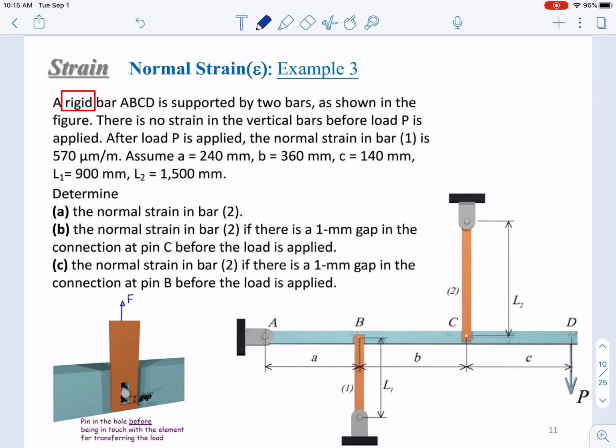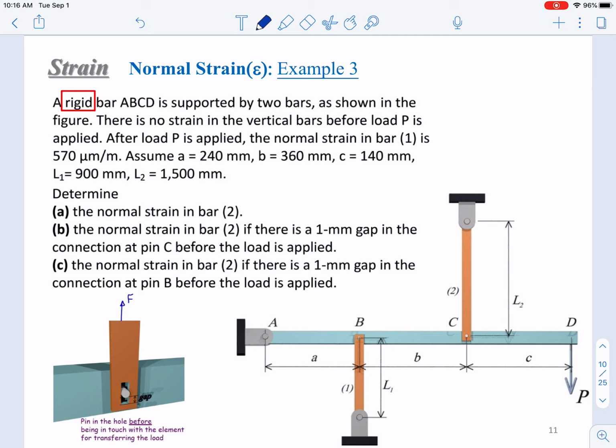Here is example 3. Again, you see this word rigid. A rigid bar ABCD is supported by 2 bars, bar 1 and bar 2, as shown in the figure. So there is no strain in the vertical bar before load P is applied. After load P is applied, the normal strain in bar 1 is 570 micrometer per meter. What does this mean?